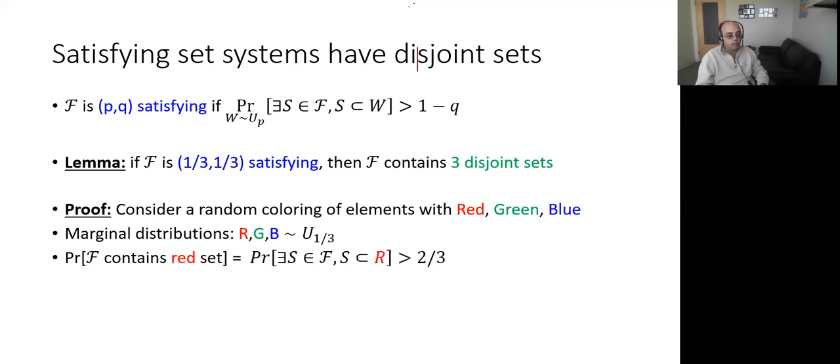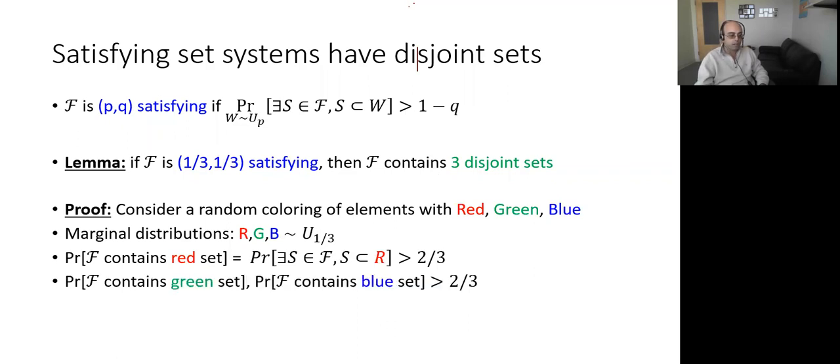And then let me ask, what is the probability that my set system contains a monochromatic red set? A set where all the elements in it are red. Well, this is exactly asking, what's the probability that there is a set in my set system that is contained inside the red set? And this is exactly how we define satisfying, right? So I'm sampling R from U 1/3, and by my assumption, Q is 1/3. This is more than 2/3. So with probability more than 2/3, there is a monochromatic red set in my set system. And of course, by symmetry, the same holds for green and blue.